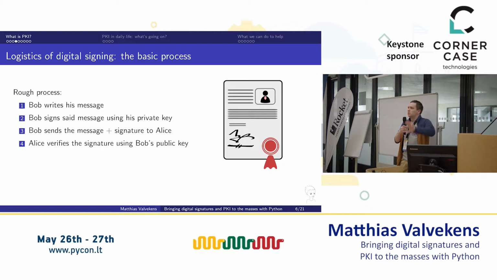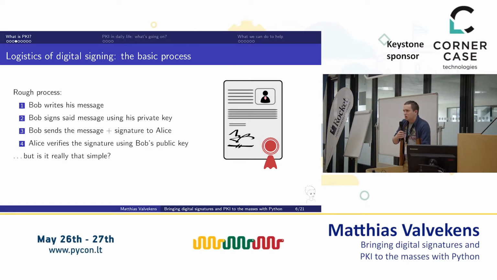There's a private key, there is a public key. The private key is obviously private, so only Bob knows the private key, and the public key is available to anyone that wants to verify the signature. That's the idea. But is it really that simple?